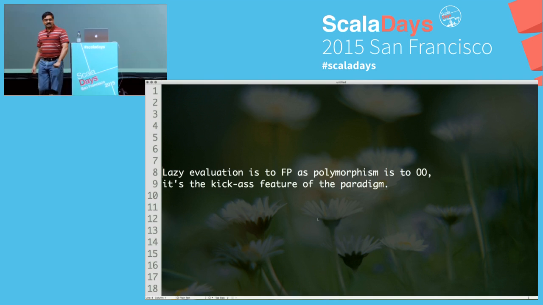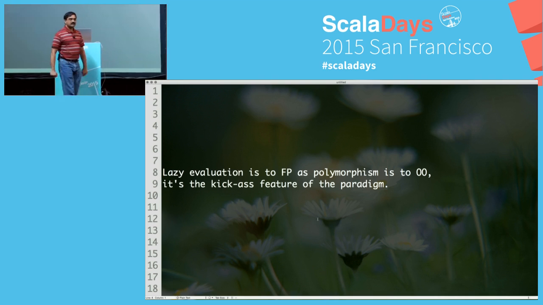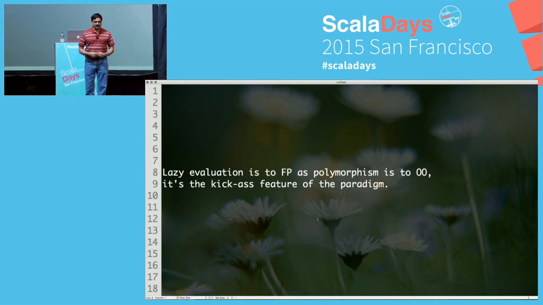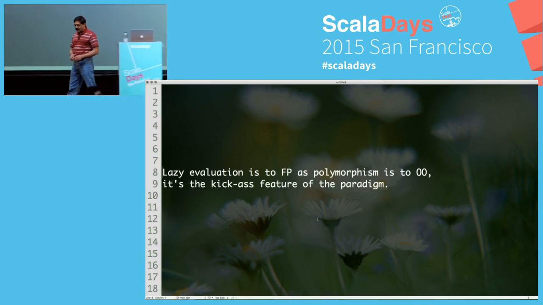Please. Yes, sir. How does the just-in-time compiler interact with tail recursion? So the question is, how does the just-in-time compiler interact with tail recursion?